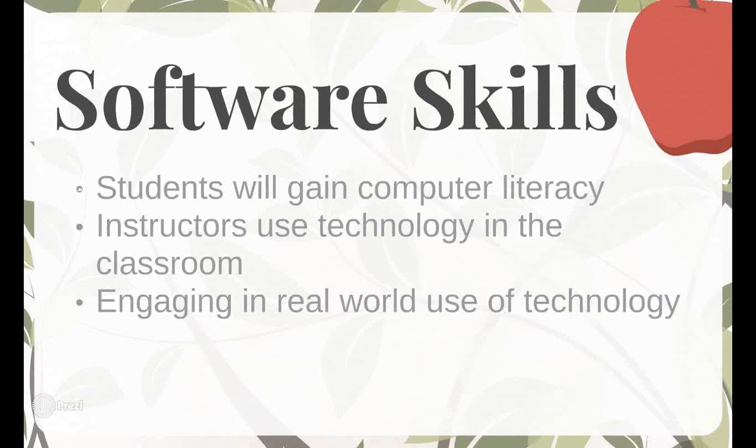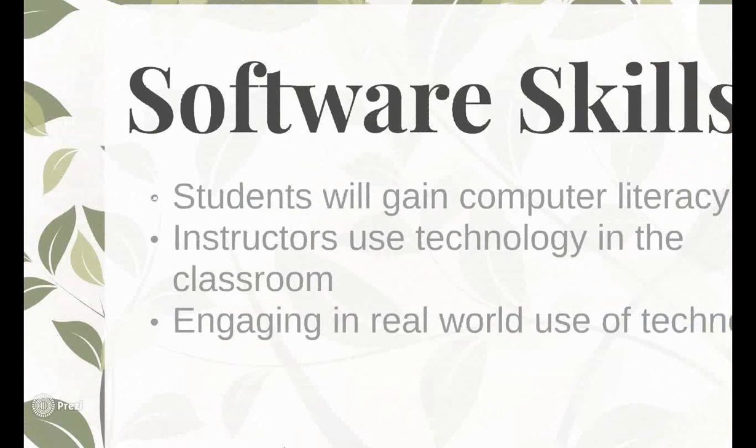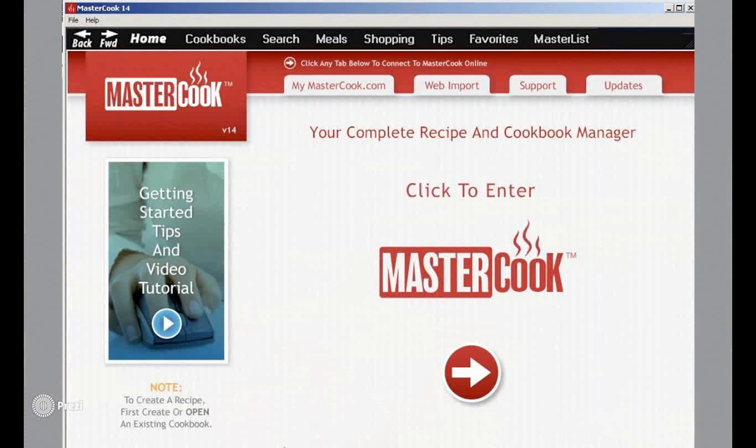Here's the screenshot of the standalone software that is currently available in its 14th version for the Windows installation. MasterCook, if you look at the very top, this is the splash page, has a various number of tabs: cookbooks, search, meals, shopping, tips, favorites. And if you notice at the top left, you have a back and forward arrow that will allow you to, just like when you're in a web browser, go backward or forward from the various different aspects of the software as you're using it.